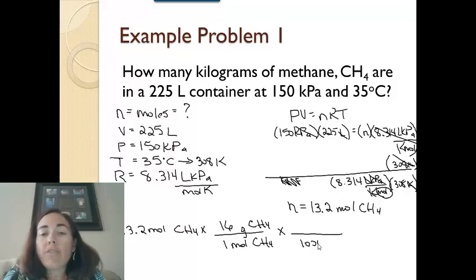There are 1,000 grams in 1 kilogram. So that's a really old concept. We did metric units a long time ago. All of these units are going to cancel out.